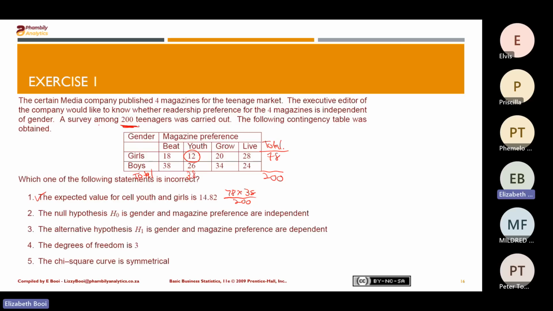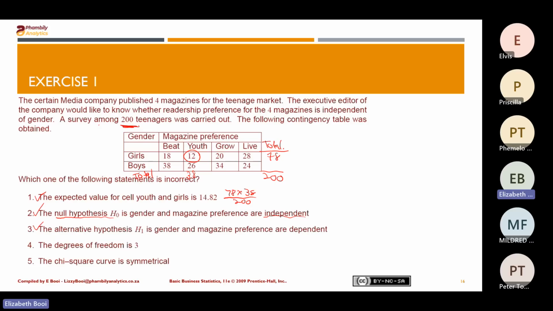The null hypothesis. Remember, the null hypothesis is always independent. So let's see if that statement says independent. The null hypothesis is gender and magazine preference are independent. So therefore that statement is true. The alternative hypothesis will state that they are dependent. That statement is correct.